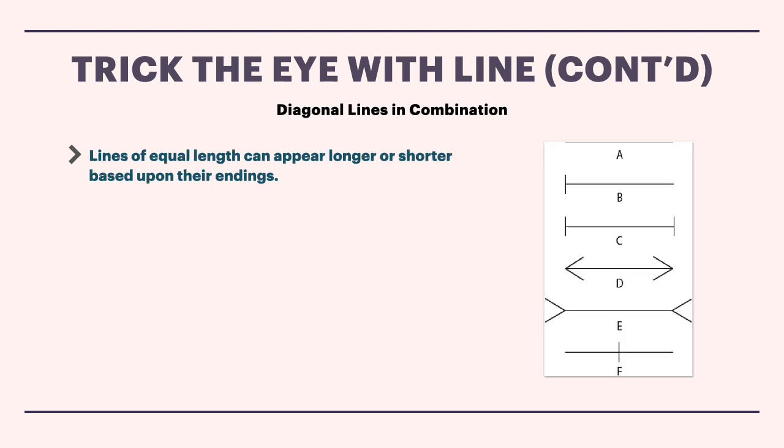Diagonal lines in combination. So lines of equal length can appear longer or shorter based on their endings. The image here shows a line of the same length, but it looks as if the line has either gotten shorter or longer based upon the line's endings or where the line is intersected.